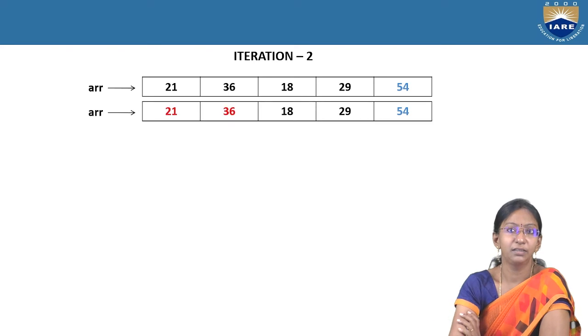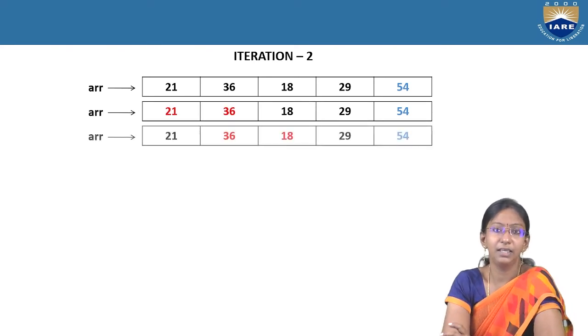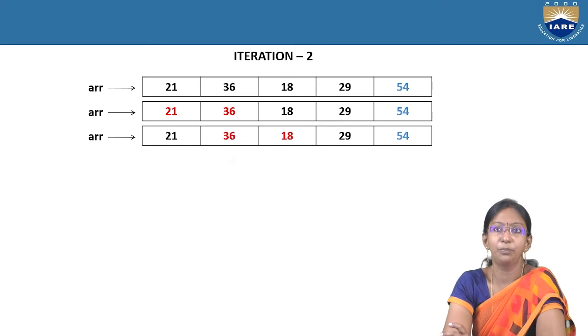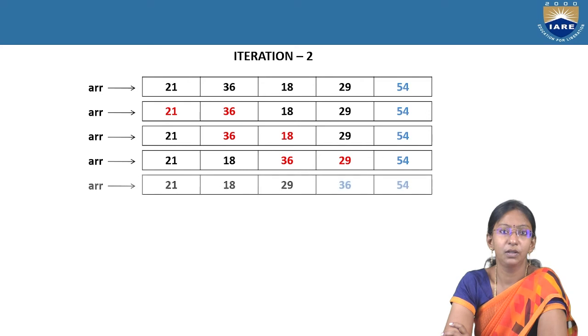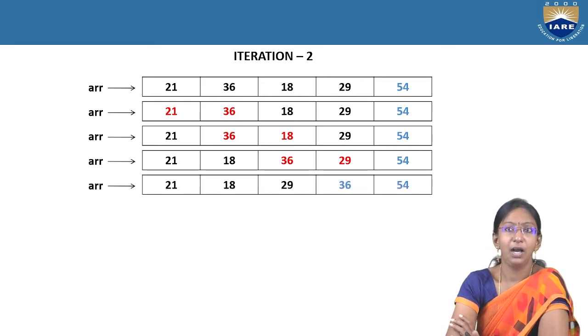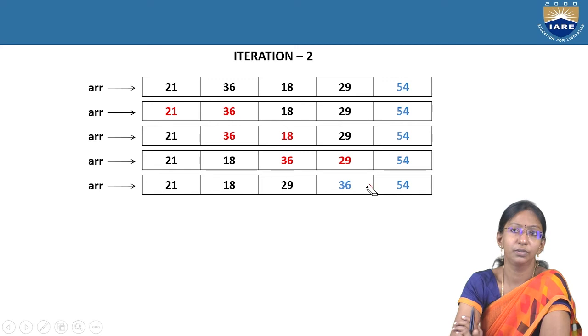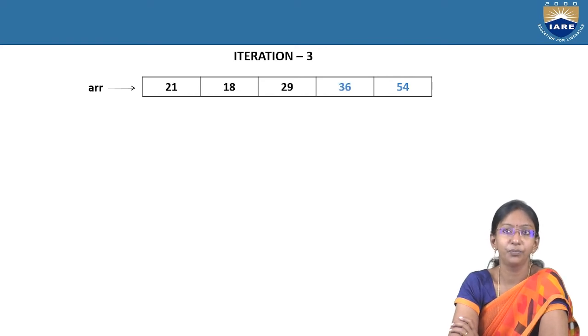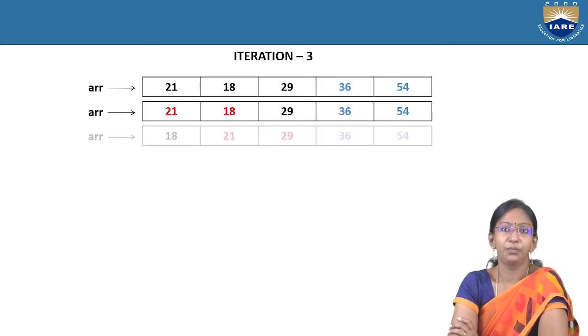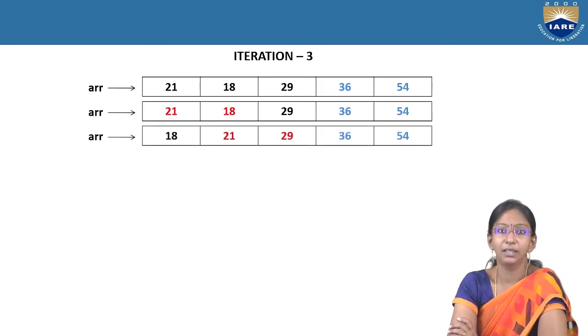Let's have a look. Compare 21 and 36. They are in order. 36 and 18. They are not in order. Swap them. 36 and 29. They are not in order. Swap them. Process is done. Second iteration. By the end of the second iteration, the second largest element is at its right position. Very good. Go with the third iteration by taking the last step of the second iteration as the input. So 21 and 18 are compared. Swap them. 21 and 29 are compared.